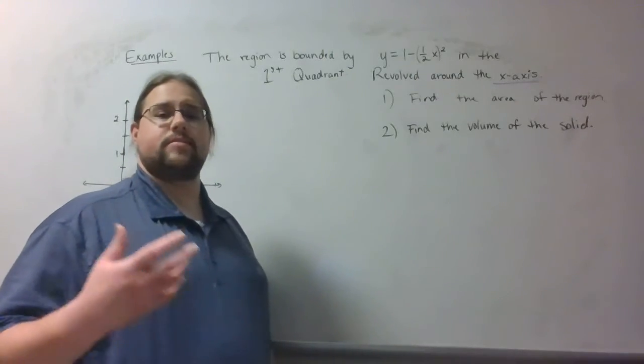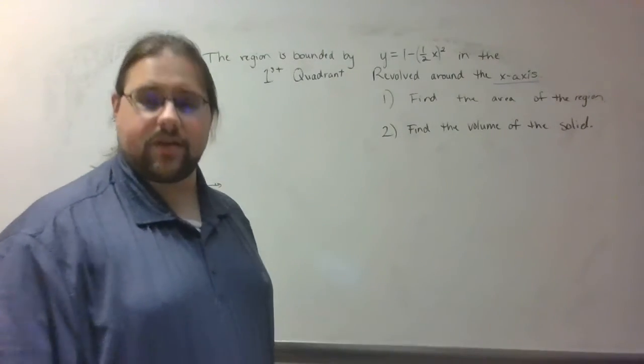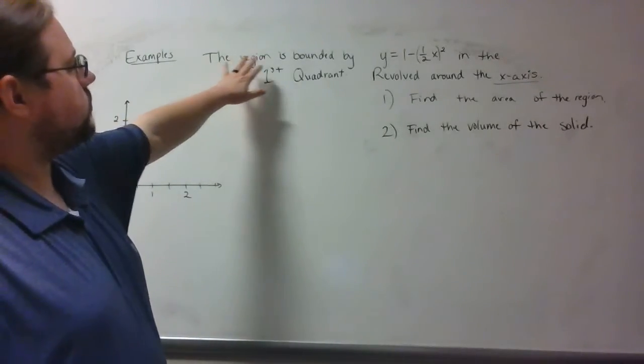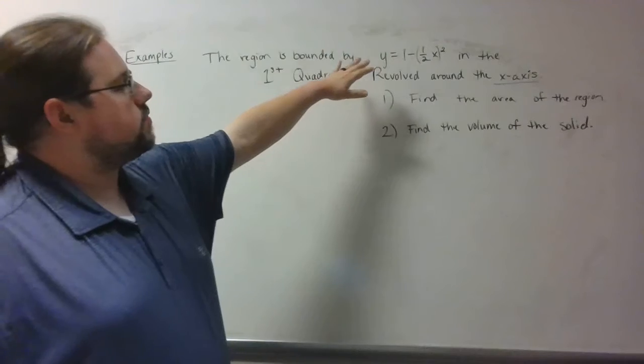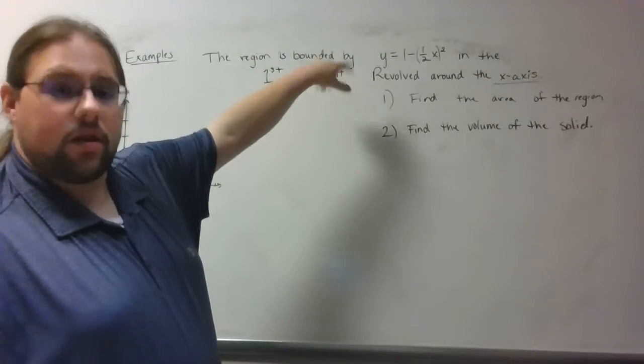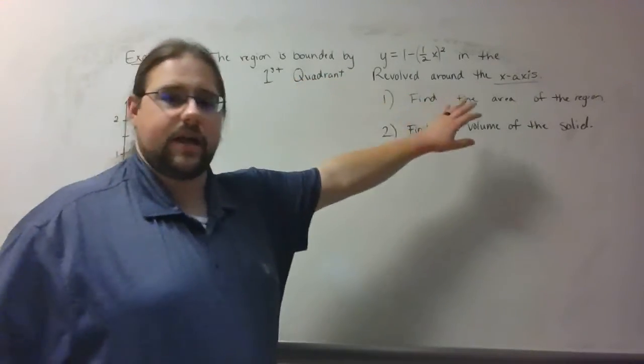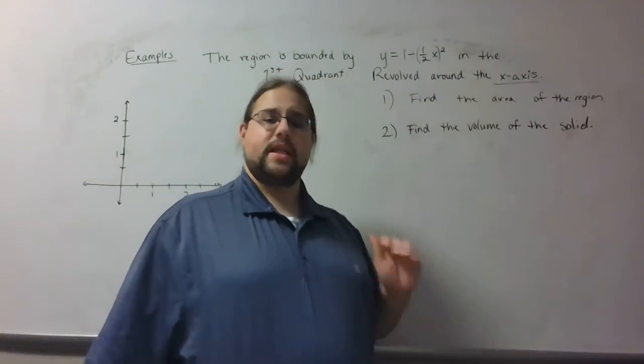So I'm ready now to look at some examples using the disk and the washer method. And so what I wanted to start off with was using an example where I looked at the region bounded by (1 minus 1/2 of x) all squared, in the first quadrant, revolved around the x-axis. Now notice I underlined the x-axis for you. That's because it's really important.